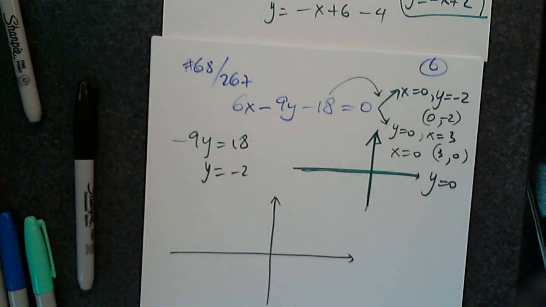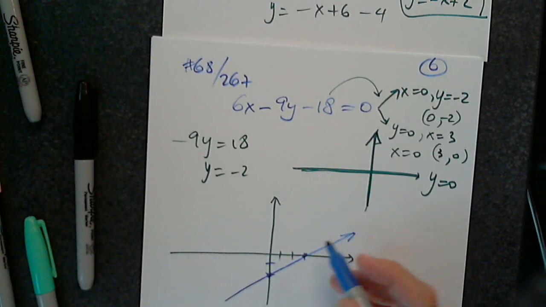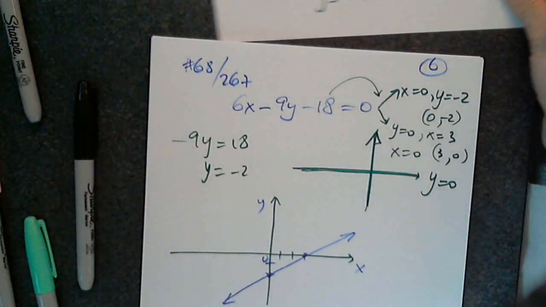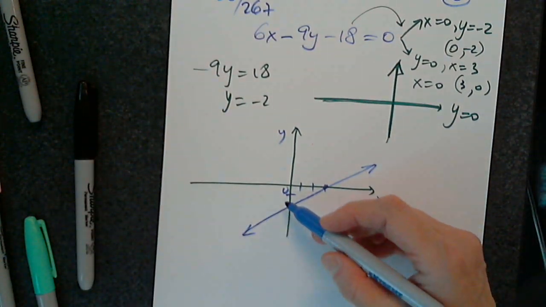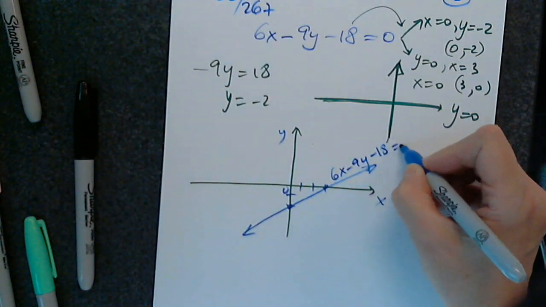I will plot 0, negative 2. And I will plot 3, 0. And that's it. Connect and extend the line. You must write the equation of the line somewhere. Above, below the line, it doesn't matter. 6x minus 9y minus 18 equals 0.